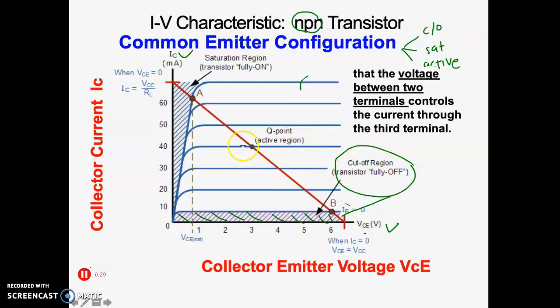Now, during the saturation region, to know whether it is cutoff, saturation, or active, we have the BE junction and the BC junction. When the transistor is cutoff, both junctions are reverse biased. Reverse bias means the transistor is off and your output current will be 0. This is your VCE, this is your IC.